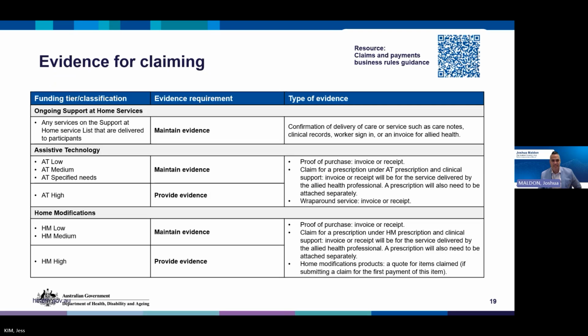The reason that there does need to be that claim piece is that high tier assistive technology and home modifications require significant funding, with the allocation starting from $15,000. They're highly individualised, often requiring specific customisation and prescription. And so for those high tier ones, evidence must be submitted at the time of claiming.